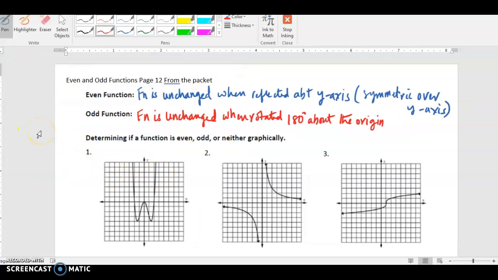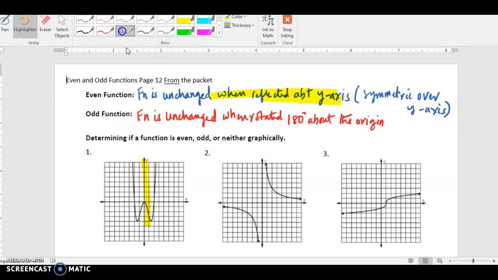So an even function is one that is symmetric to the y-axis. As you see here, this is the y-axis, right? This function seems to be symmetric to the y-axis, or in other words, the function is not changed even if you reflect it about the y-axis. That's what it means, okay? So the next one would be the odd function.